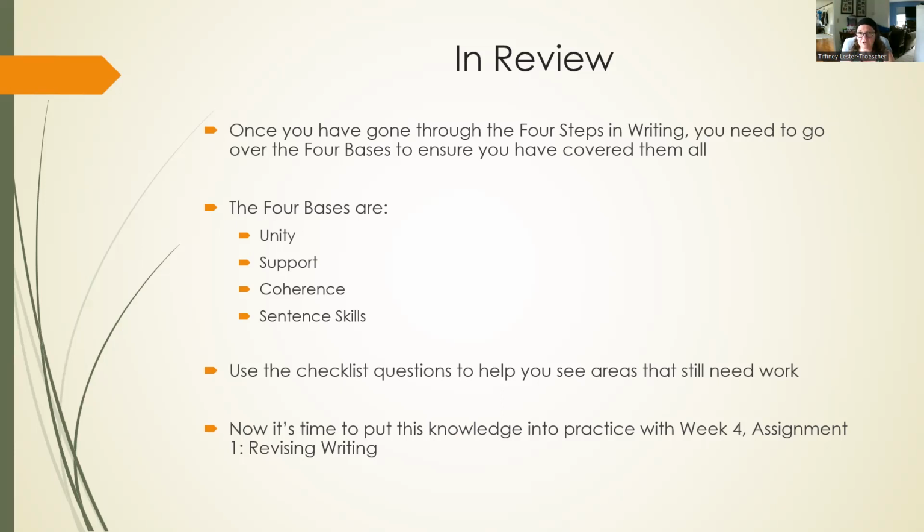But let's say you're like, okay, I get it. I'm supposed to highlight the sentences that are off topic. I don't see any sentences that are off topic. Reach out to me, right? But take note of, okay, am I struggling with unity? Am I struggling with support? Am I struggling with coherence? Am I struggling with sentence skills? And that way we can work together to get you some extra help on those to prepare you for the big writing assignment paragraphs in weeks 5 and 6.